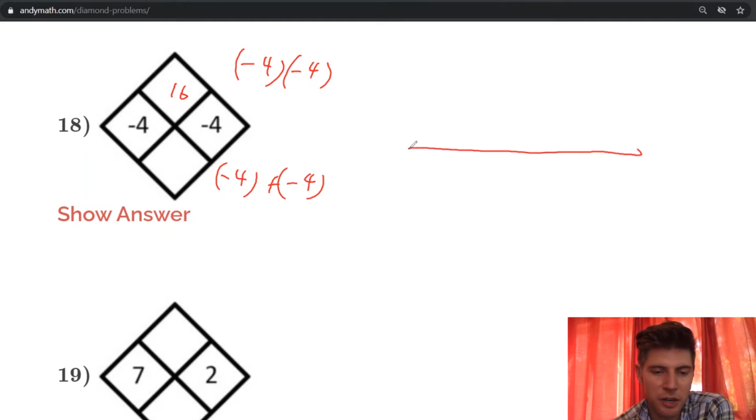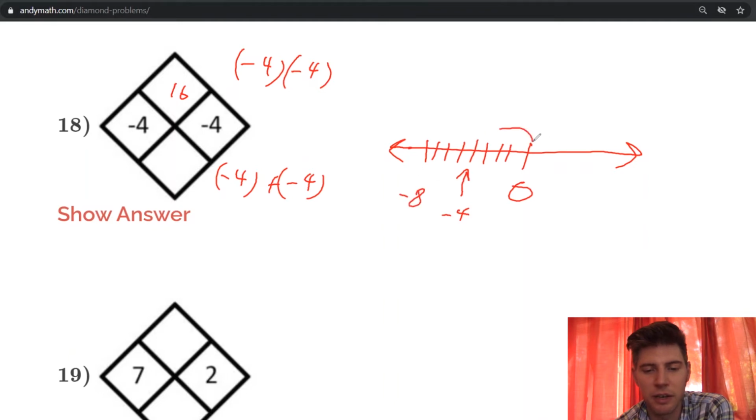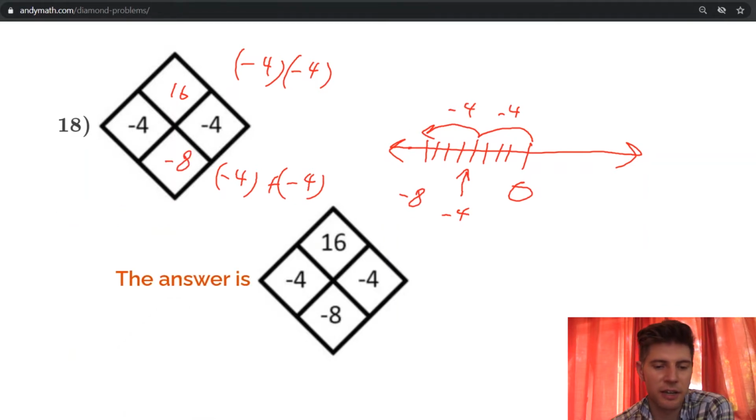Well, if we imagine a number line, what's happening is the negative 4 starts back 4 right here. And then we're going backwards another 4. So if this was 0, this is negative 4. This right here is going to be negative 8. We went back 4 and then back another 4. So this answer is negative 8. So it should be 16 and negative 8.